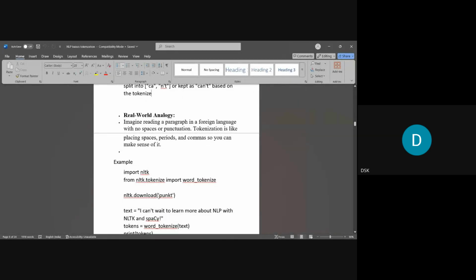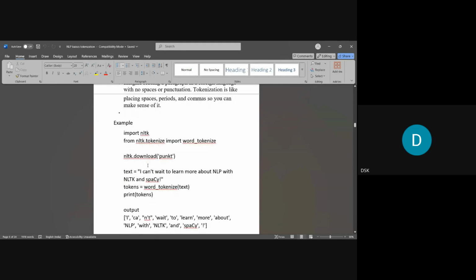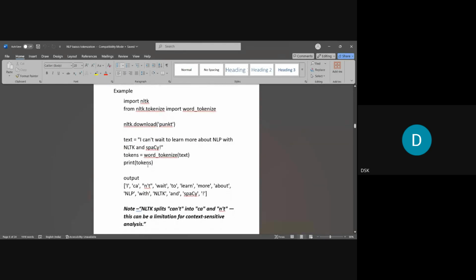If you imagine reading a paragraph in a foreign language with no spaces or punctuation, tokenization is like placing spaces, periods, and commas so you can make some sense of it. So we will be doing this example.